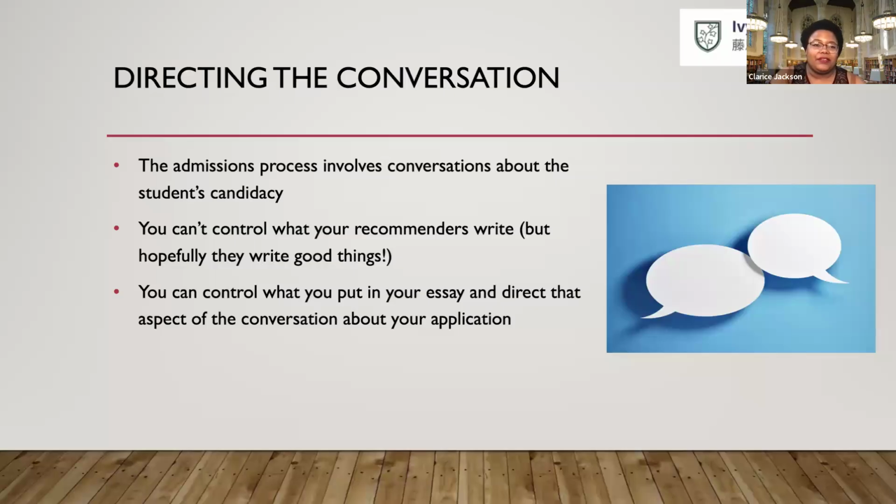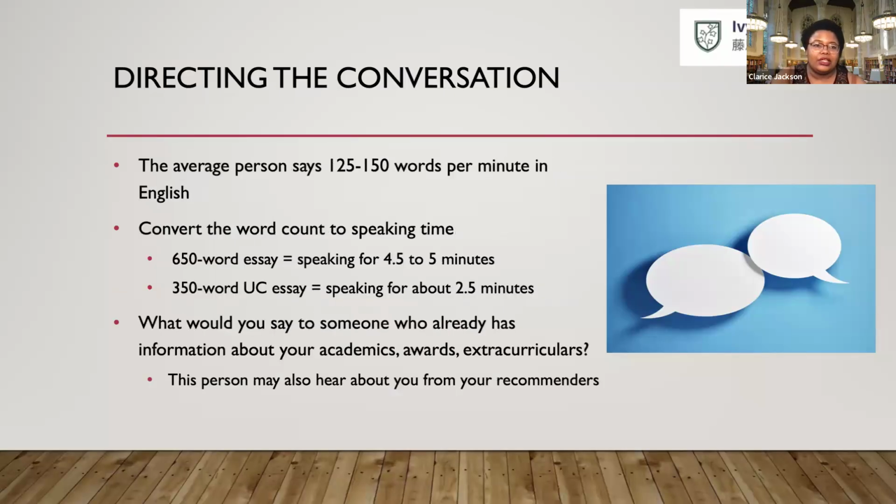And thinking about this idea a bit more, the average person says 125 to 150 words per minute in English. So you can convert the word count to speaking time. If you have a 650 word essay, that's speaking for about 4.5 to 5 minutes. If you have a 350 word UC essay, that's speaking for about 2.5 minutes.